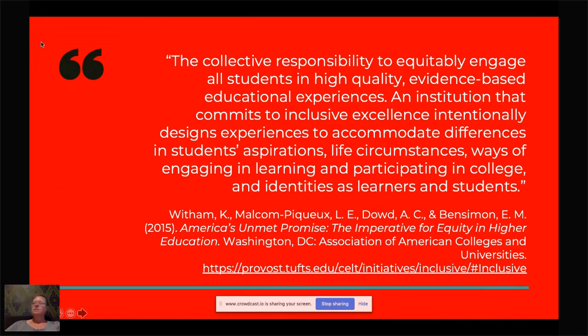Too often inclusive excellence is something that happens in the gender studies classroom or the ethnic studies classroom, but less so in maybe biology or mathematics. So taking our understanding of inclusive excellence and sharing it with our colleagues in those departments is really important. Back to the quotation: an institution that commits to inclusive excellence intentionally designs experiences to accommodate differences in students' aspirations, life circumstances, ways of engaging and learning and participating in college, and identities as learners and students.